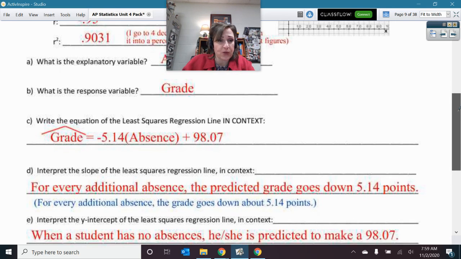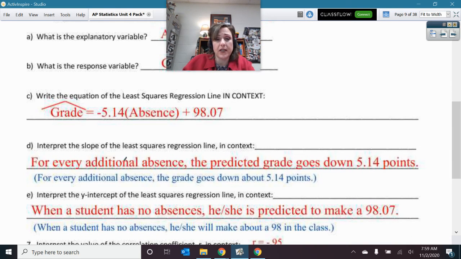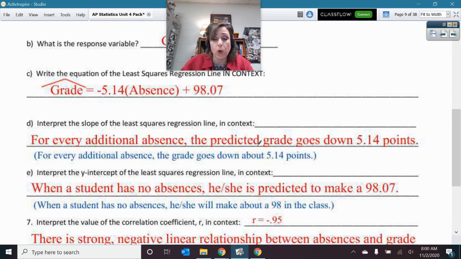Now interpret the slope. For every one increase in the x, the predicted y does this. For every additional absence, the predicted grade goes down 5.14 points. It can be an approximate number, or a number that doesn't make sense, because you use the word predicted. You could also say for every additional absence, the grade goes down about 5.14 points. Remember, you can use predicted or about, but not both.